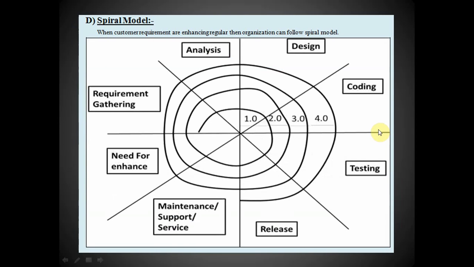Next, this is the spiral module. We can call it a sprint type module also.